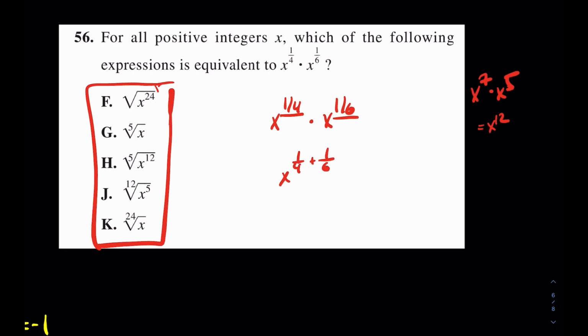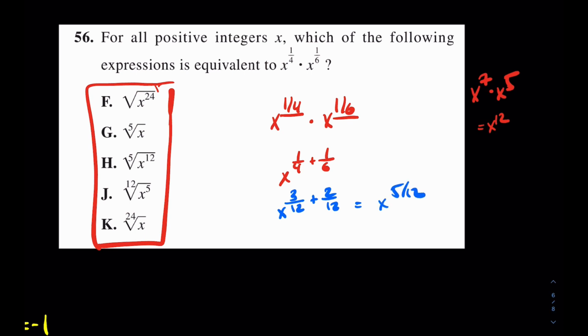But the reason that this question is a 56, it's difficult, is because when you're adding fractions, you also need something special. You need a common denominator, at which point this will become x to the 3/12 plus 2/12, common denominator of 12, and this now is x to the 5/12.